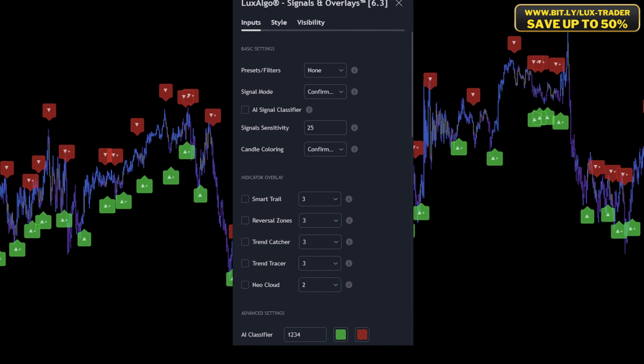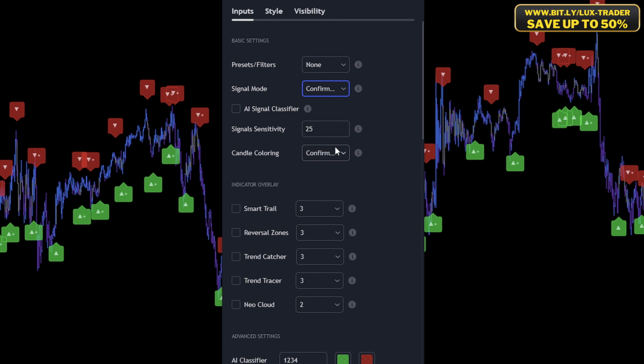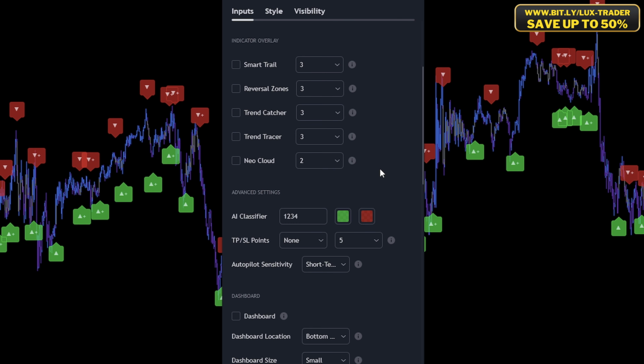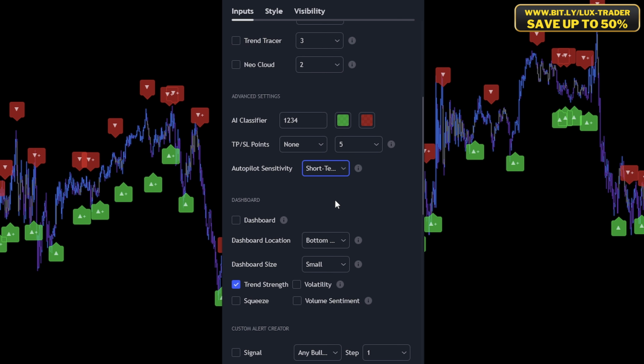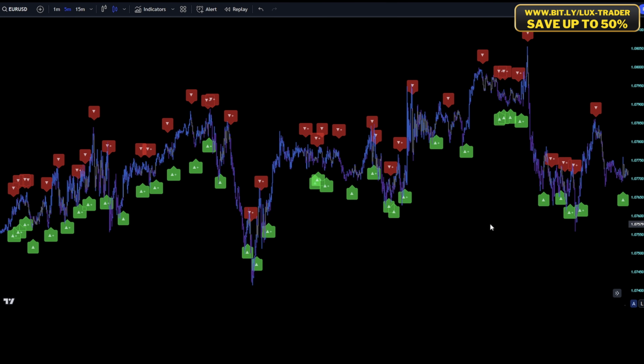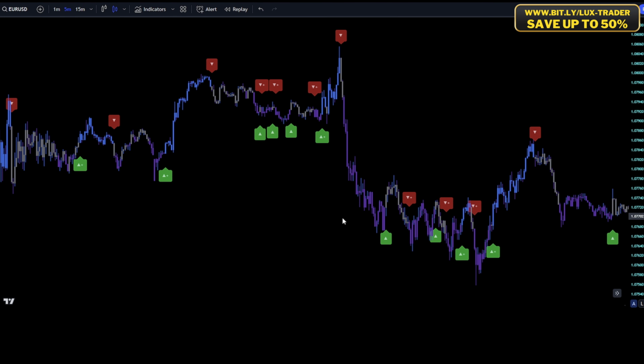Access the indicator settings by double-clicking on it, set both the signal mode and candle coloring to confirmation, and set the autopilot sensitivity to short term. This is going to be our main confirmation indicator. Based on these signals, we're going to be placing buy and sell orders.